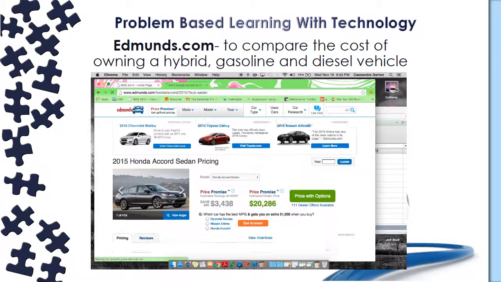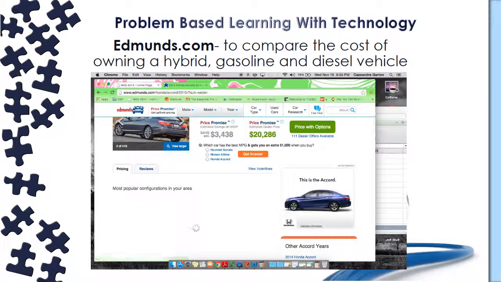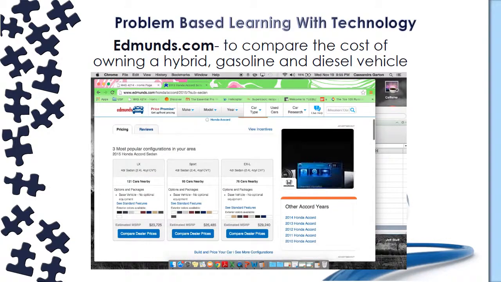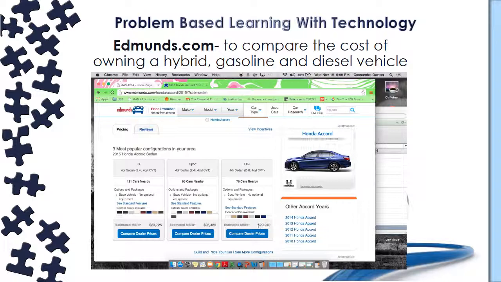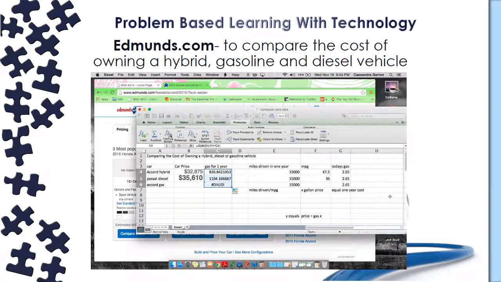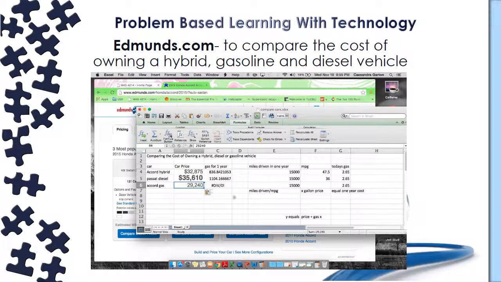Okay, I'm going to go down and find that MSRP. You really do have to show students where things are on this site, but once they get used to it, it's very simple. So I can see the MSRP is $29,240. I'm going to copy that and paste it back into my spreadsheet for the Accord gasoline version.